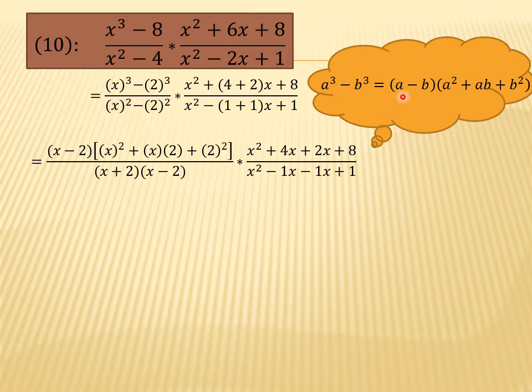Applying the formula in the numerator of the first fraction, here we have x as a and 2 as b. So replacing all the a's and b's with x and 2. A minus b is x minus 2, a square is x square, ab is x into 2, and b square is 2 square. In the denominator, we have a as x and b as 2. So a plus b is x plus 2, and a minus b is x minus 2. Opening the brackets with x, multiplying with x and the minus sign, we will get this side.